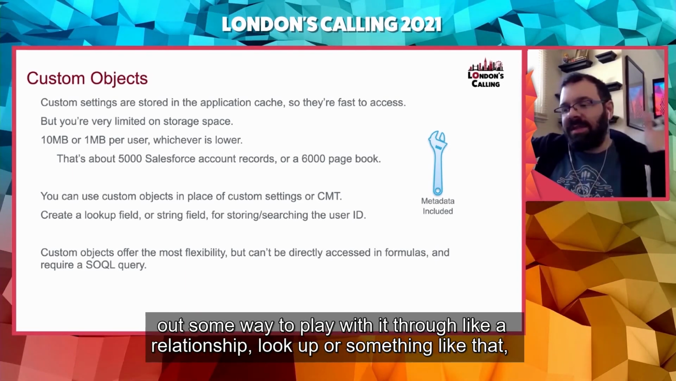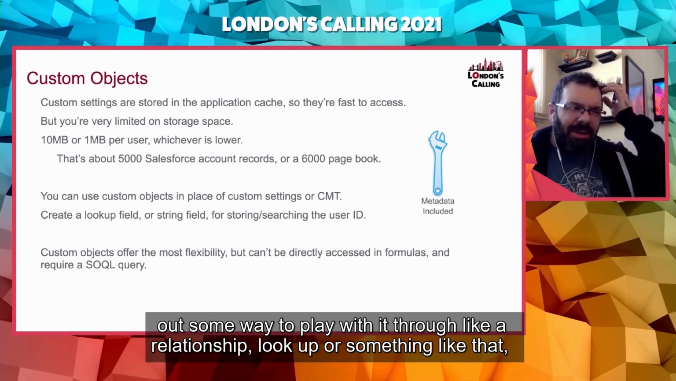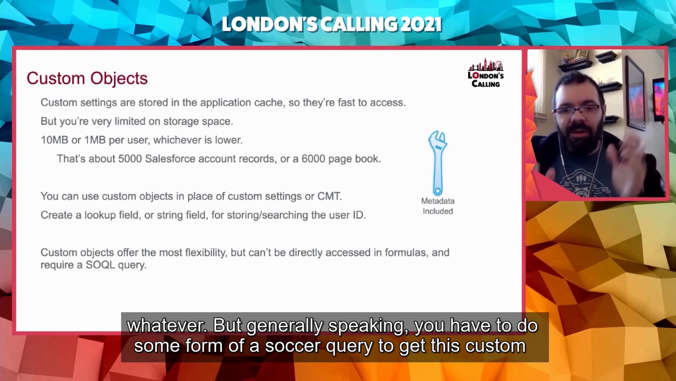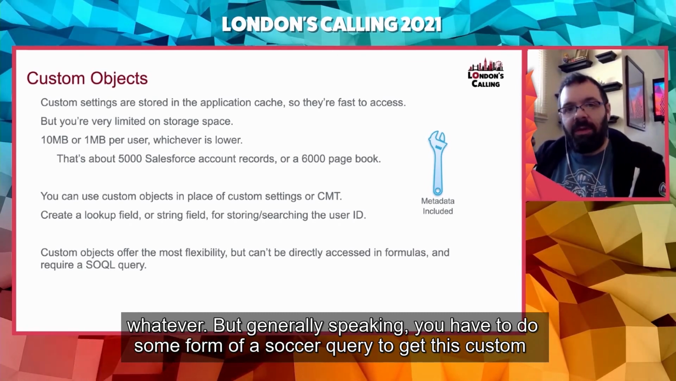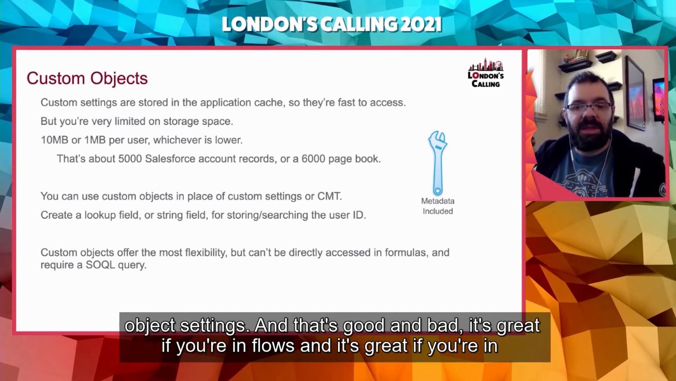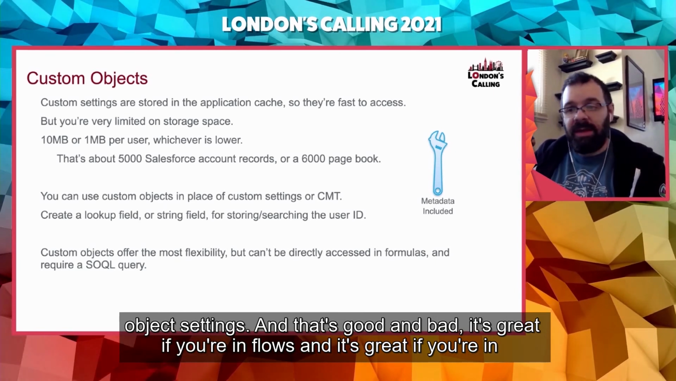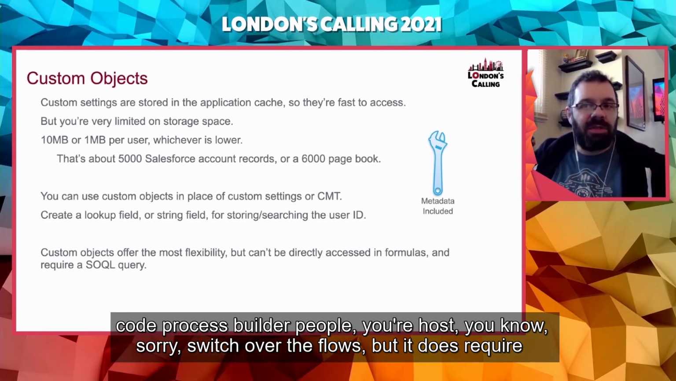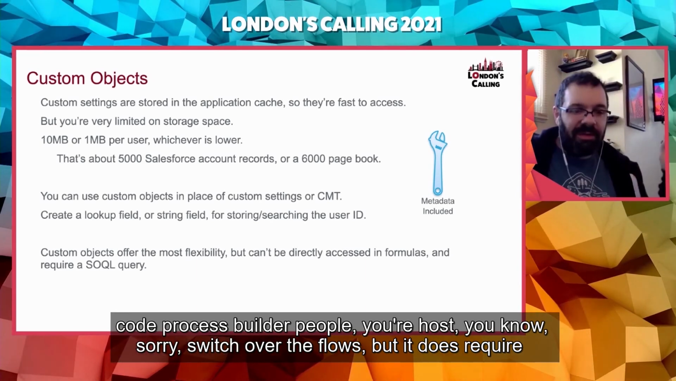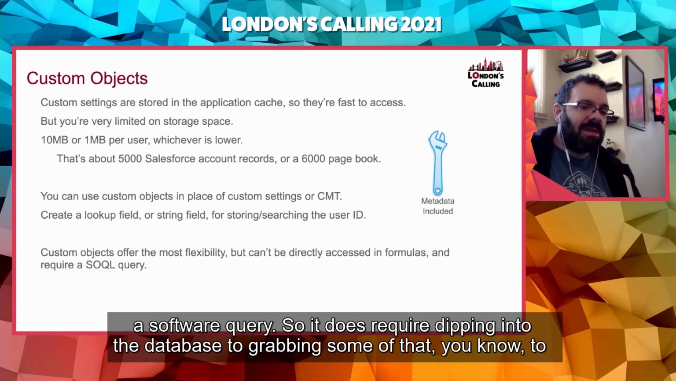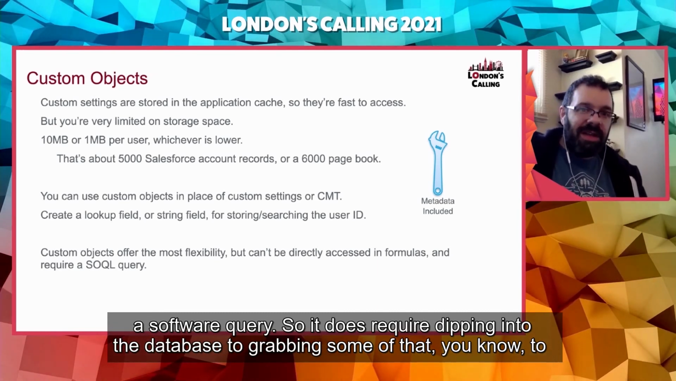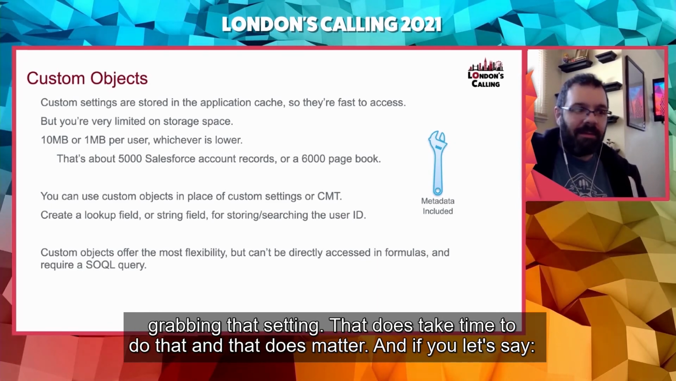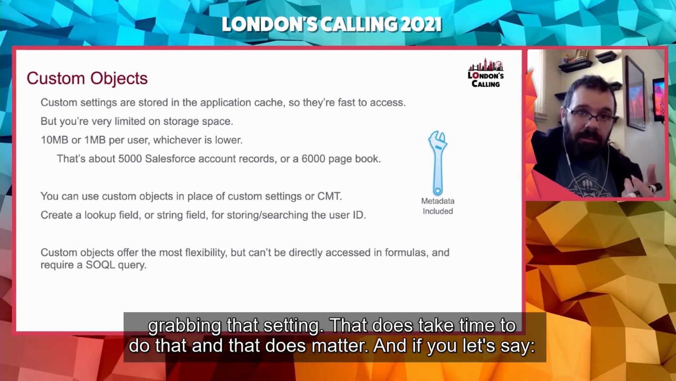Maybe if you figure out some way to play with it through a relationship lookup or something like that, whatever. But generally speaking, you have to do some form of a SQL query to get this custom object settings. And that's good and bad. It's great if you're in flows and it's great if you're in code. Process Builder people, you're hosed, switch over to flows, but it does require a SQL query. So it does require dipping into the database to grab that setting. That does take time.